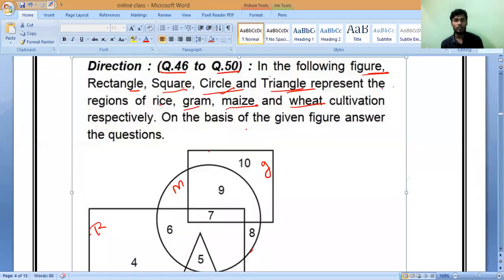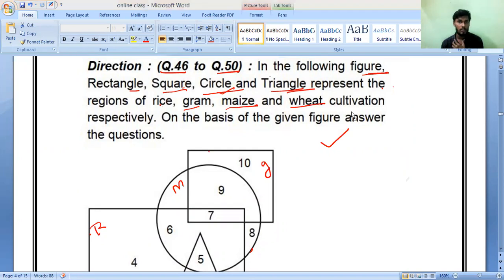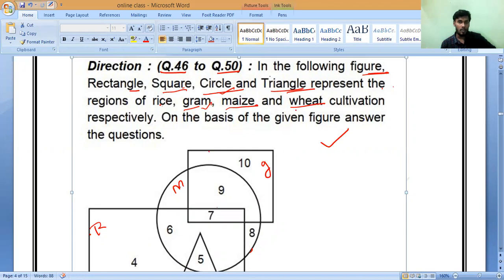This is the cultivation respectively. On the basis of the given figure, answer the questions below. Let us see how smart we are, how we need to do it and solve it fast. That is our target. The rectangle represents rice, the square represents gram, the circle represents maize, and the triangle represents wheat. Correct?